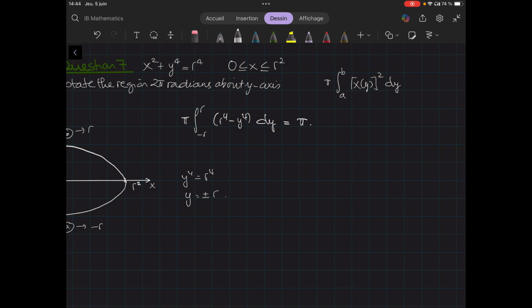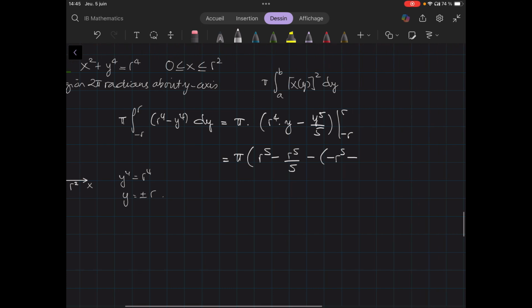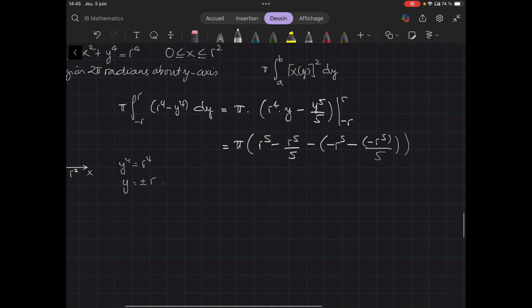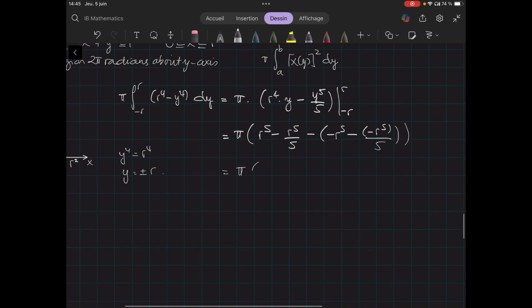So, integrating r to the 4, that will give you r to the 4 times y. Integrating the second term, that will give you y to the 5 divided by 5. Plug in the bounds. So pi times r to the 5 minus r to the 5 over 5 minus negative r to the 5 minus negative r to the 5 divided by 5. And that will give you pi times 2r to the 5.